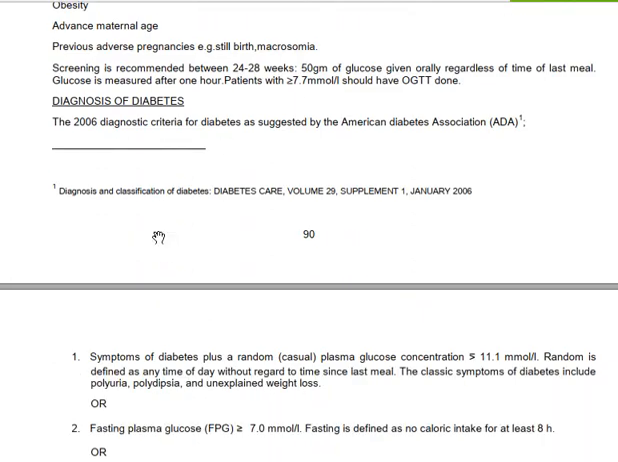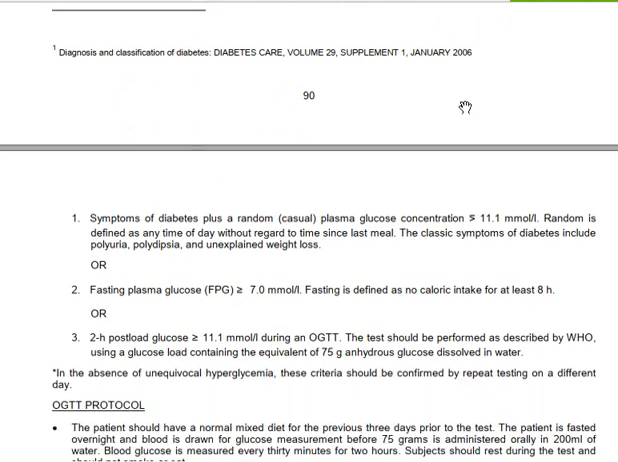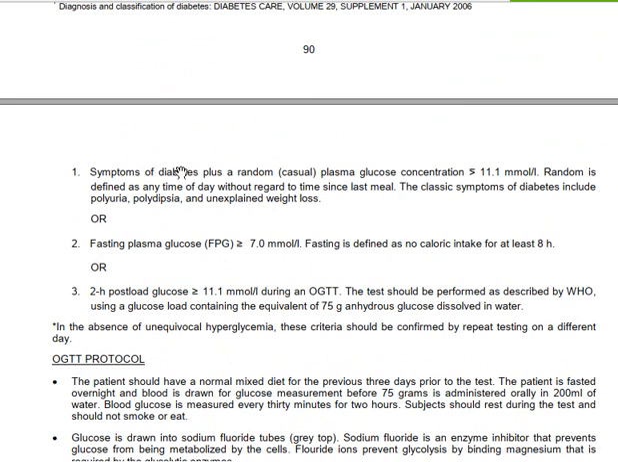So these are the different methods to diagnose diabetes. You can use the American Diabetes Association classification. Is it clear? First start with the symptoms of diabetes. The patient should have symptoms of diabetes plus a random plasma glucose concentration of 11.1 millimoles per liter, or greater than 200 milligram per deciliter. That's one way to diagnose diabetes mellitus.